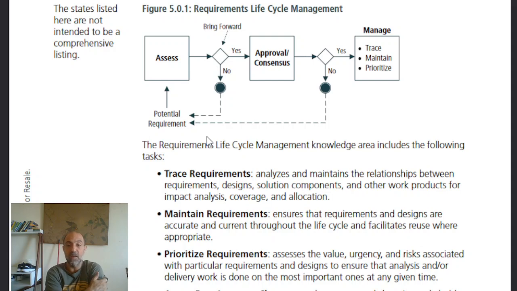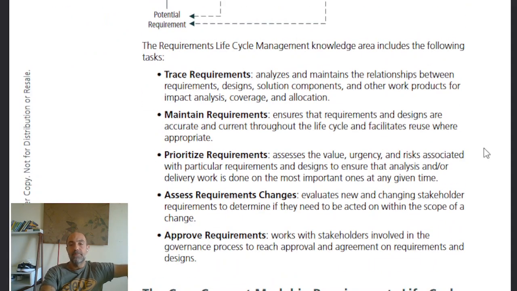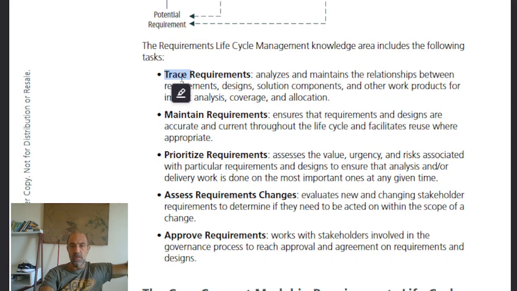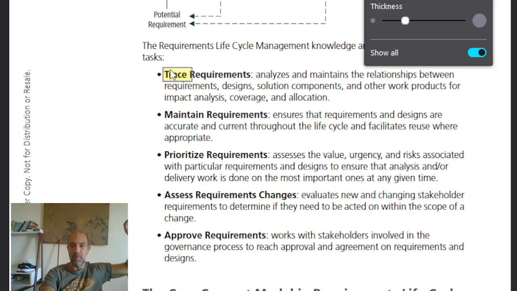And the requirements lifecycle management knowledge area includes the following tasks. So the area that we're going to discuss requires the following tasks, and these are going to be the next five chapters, right? Exactly. Trace requirements is going to be a chapter, maintain requirements is a chapter, prioritize requirements is a chapter, assess requirements changes is a chapter, approve requirements is a chapter. Now, listen, there's something about this.